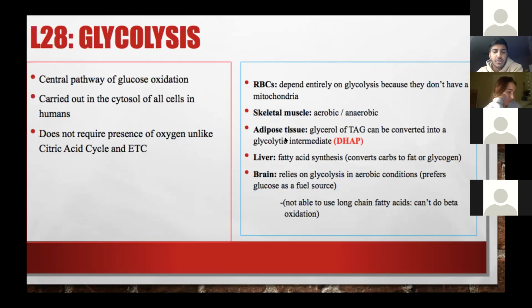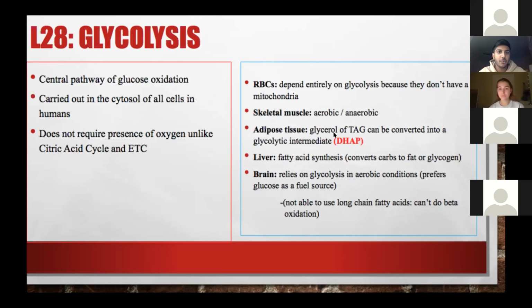Your adipose. So this is actually a question that I got on my test that I remember. And it's an example of how things can be connected and how they can ask you stuff. So what they asked was basically which molecule can be made into a glycolytic intermediate. You basically just had to know that the glycerol of TAG can be converted into dihydroxyacetone phosphate. And so it shows how you can have a connection between different processes.